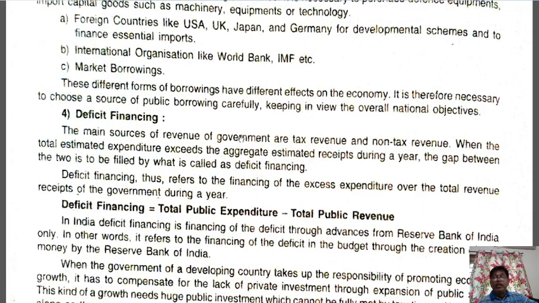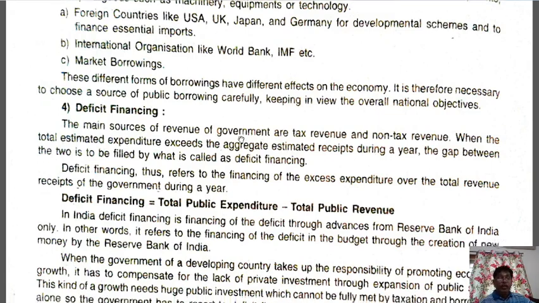Next, deficit financing, the main instrument. The main sources of revenue of the government are tax revenue and non-tax revenue. When the total estimate of spending exceeds the aggregate estimated receipts during a year, the gap between the two is to be filled by what is called deficit financing. Deficit financing refers to the financing of the excess of expenditure over the total revenue received by the government during a year. The deficit is equal to total public expenditure minus total public revenue.